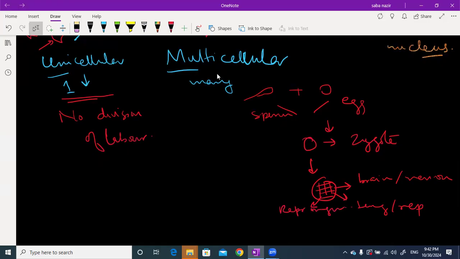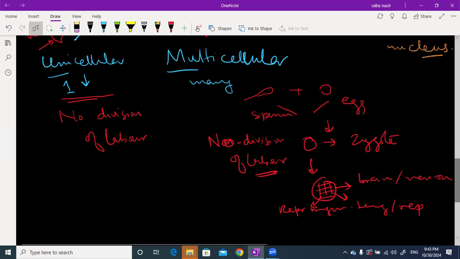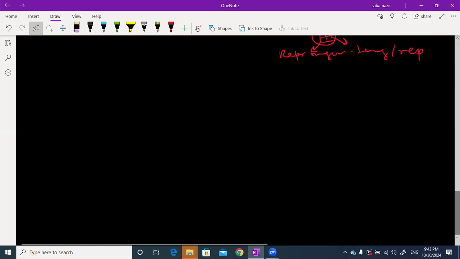So it's not one cell doing all the life activities. For a multicellular organism, we can say there is division of labor. What does it mean? It means that there are different groups of cells, and the different groups of cells are doing different life activities. I hope I made it clear. Okay, now we explore it further.